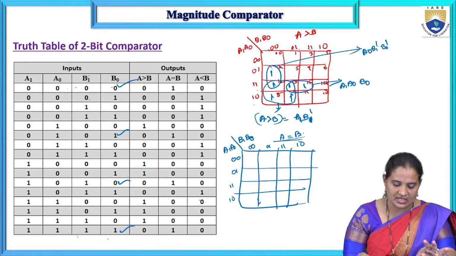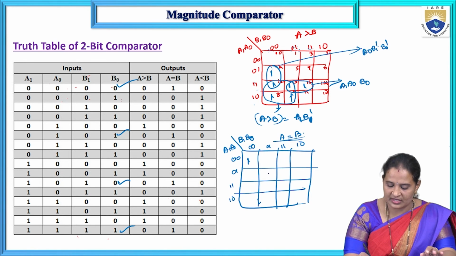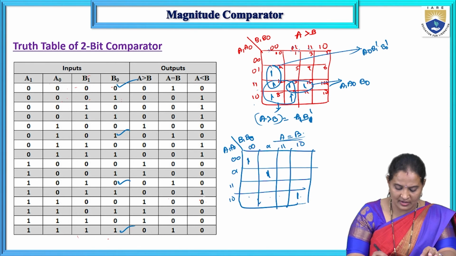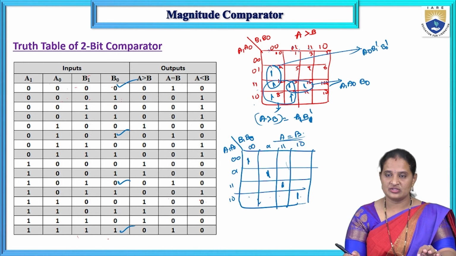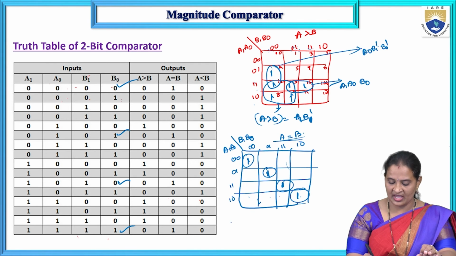Now let us map this. This is 0, 1. Next 5, and then 10, that is 8, 9, 10. And next 15. So these are all the values here. Now I cannot simplify this one because there are no adjacent cells, so we have to take it as it is.